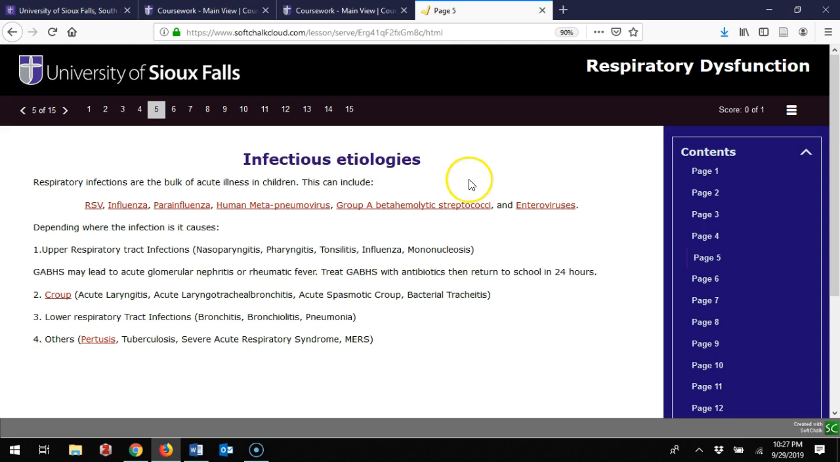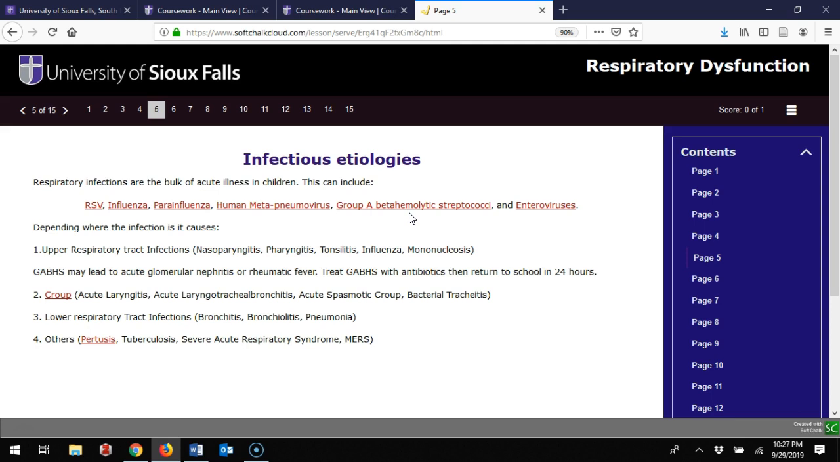The one that is a little different is your Group A strep, or GAS, as it's sometimes abbreviated. This is strep throat, and this is very common in children. This is something you can treat with antibiotics. We usually treat it not because of the sore throat, but because of the systemic side effects that this can have and the different places that this can go.